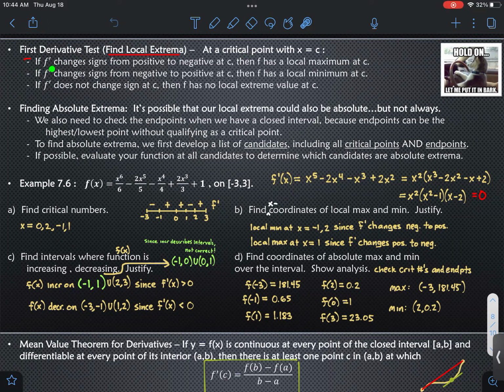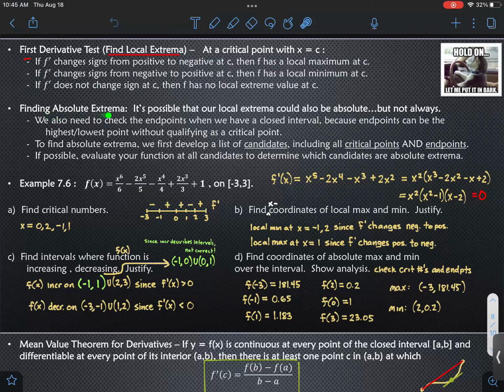If f prime changes sign from positive to negative at some critical point C, f has a maximum there, a local max. If f prime changes negative to positive, it has a local min. If f prime does not actually change sign at C, there is no extreme value. So that's typically what we're using to pin down local extrema.